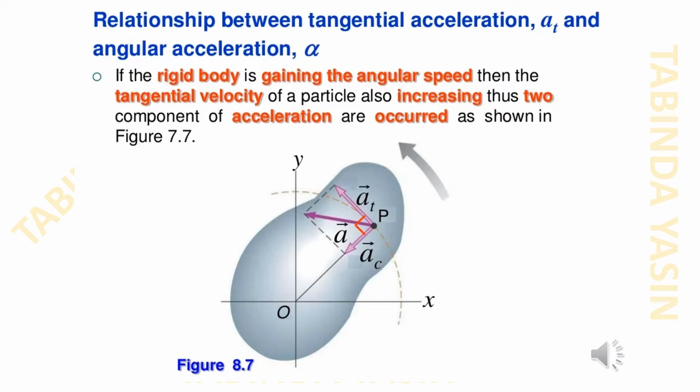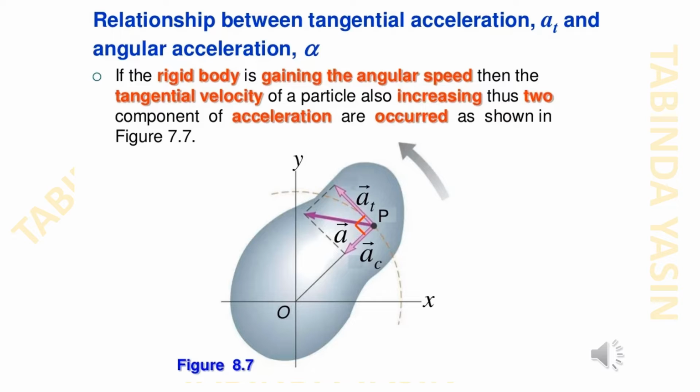Now to make the relationship between the tangential acceleration a_t and the angular acceleration alpha: if the rigid body is gaining angular speed, then the tangential velocity of the particle is also increasing. Thus, two components of acceleration occur, as shown in the figure. You can see a rigid body which has an irregular shape, and the distance from the center point where the object is hung to the point P is called OP. From the point P, the centripetal acceleration is toward the center and the tangential acceleration is along the tangent.